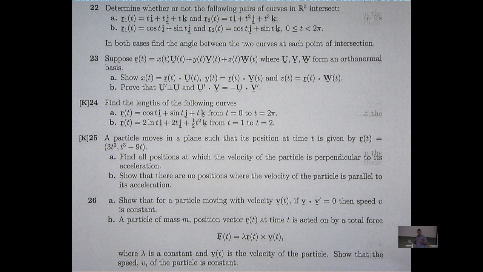And I'm going to start with 22. Now, if I do one part of 22, it should give you some insight into how to do 21. 21's fairly involved for a tutorial, but I'm just going to illustrate 22, and you can perform the methods on 21. So, 22: determine whether or not the following pairs of curves intersect.